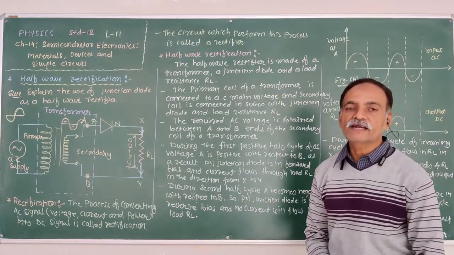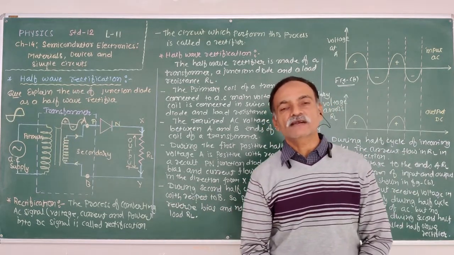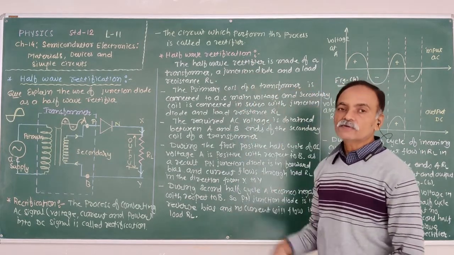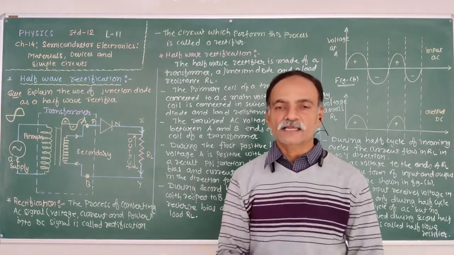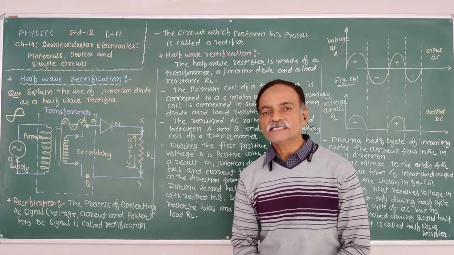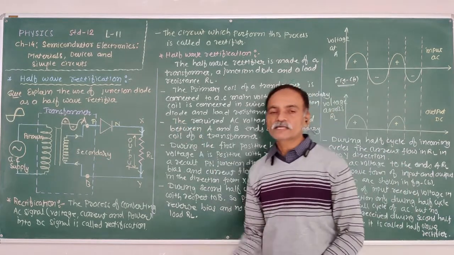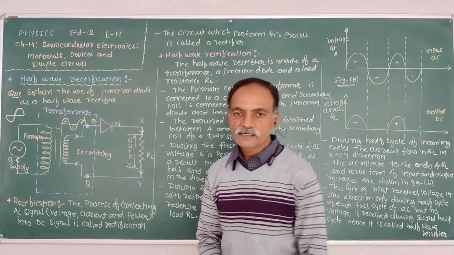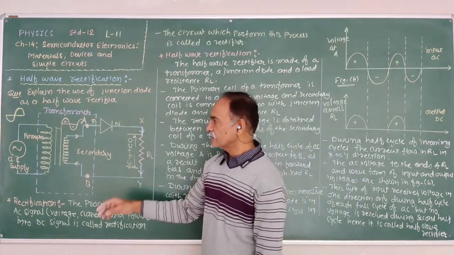performs the conversion of the AC signal into the DC signal is known as the rectifier. Again, the circuit or the device which converts the AC signal into the DC signal is known as the rectifier. Here we are going to discuss the use of a PN junction diode as a half-wave rectifier. The circuit diagram is shown in the figure.